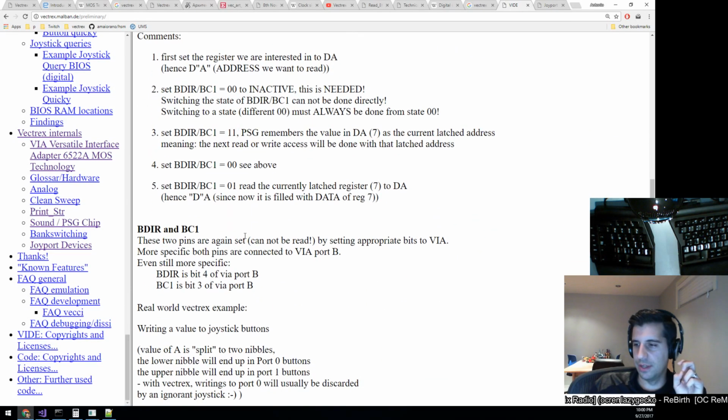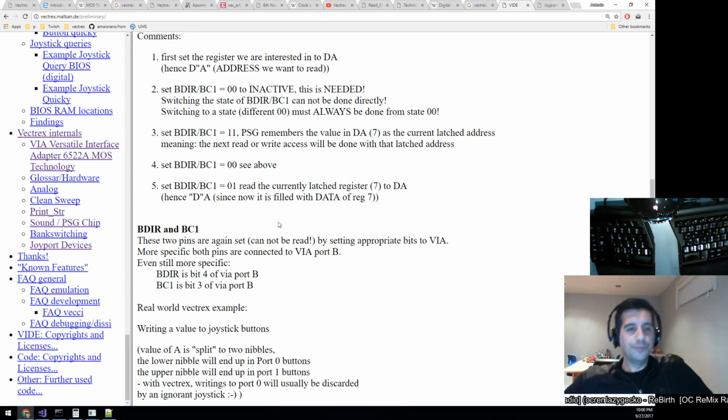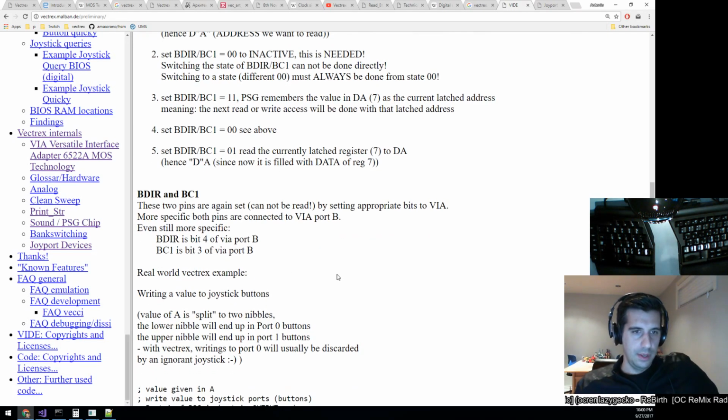That's kind of cool, actually. Hardware is cool. And then read the currently latched register to DA, in this case, since now it is filled with data from register 7. Okay, so this totally changes the way I'm going to code this. I'm actually going to write a class for the PSG, for the sound chip, and I'm going to have this little state machine to make sure that it does the right thing.